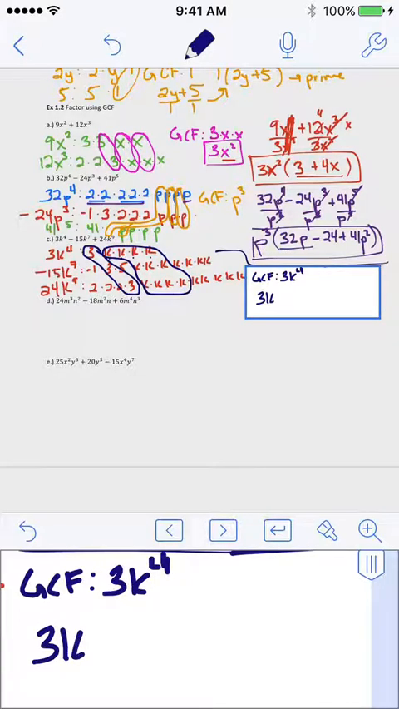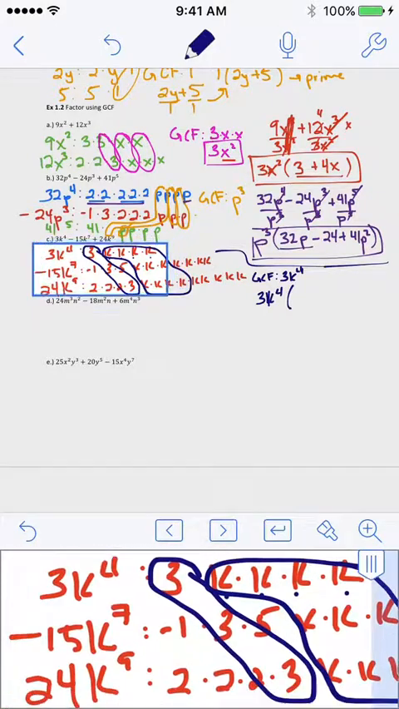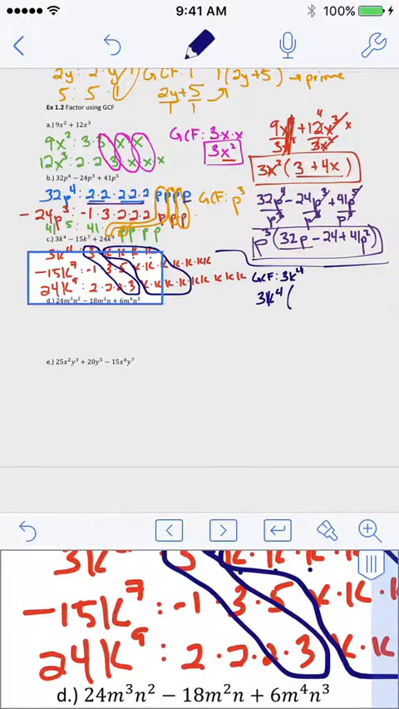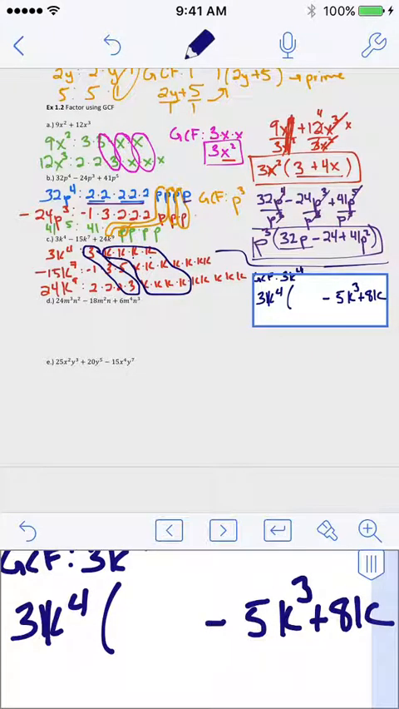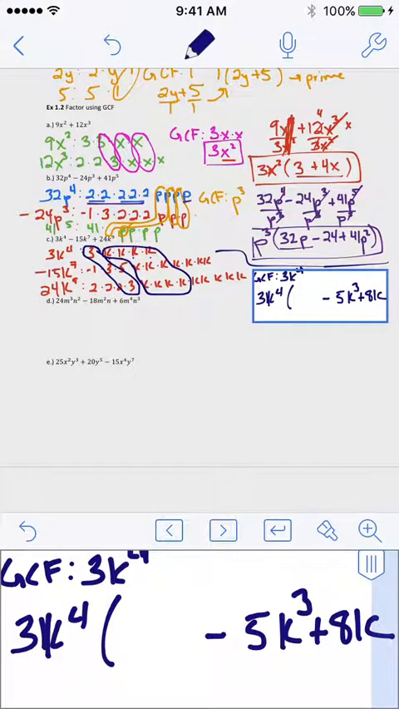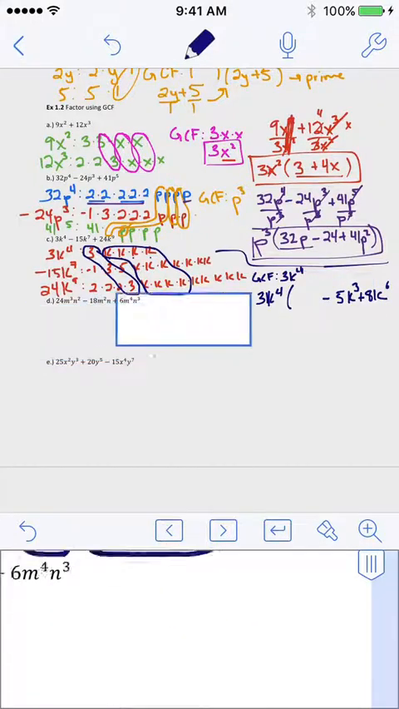Alright, so when I take out 3k to the 4th, I am left with, ooh, we'll come back to this first term. The second one, I am left with negative 5k to the 3rd and a positive 8k to the 6th. Okay.